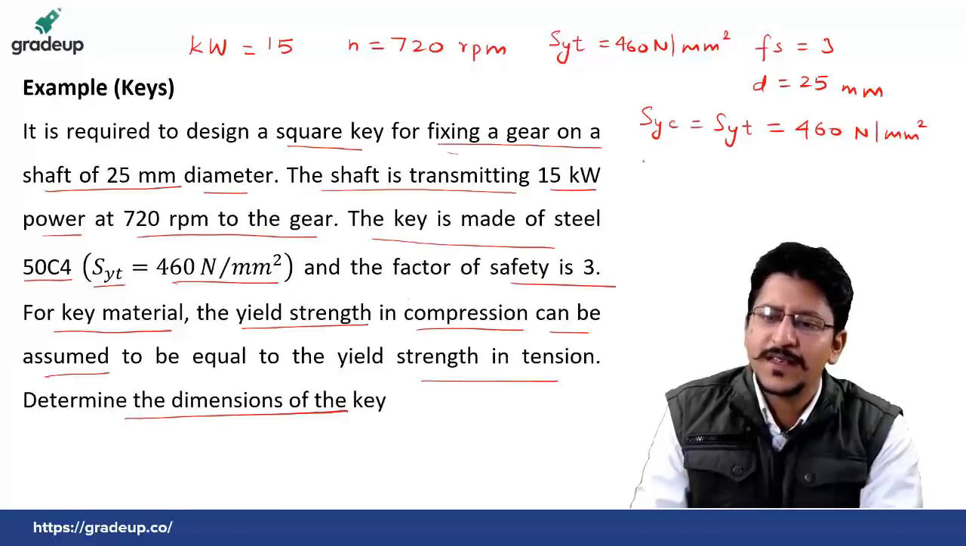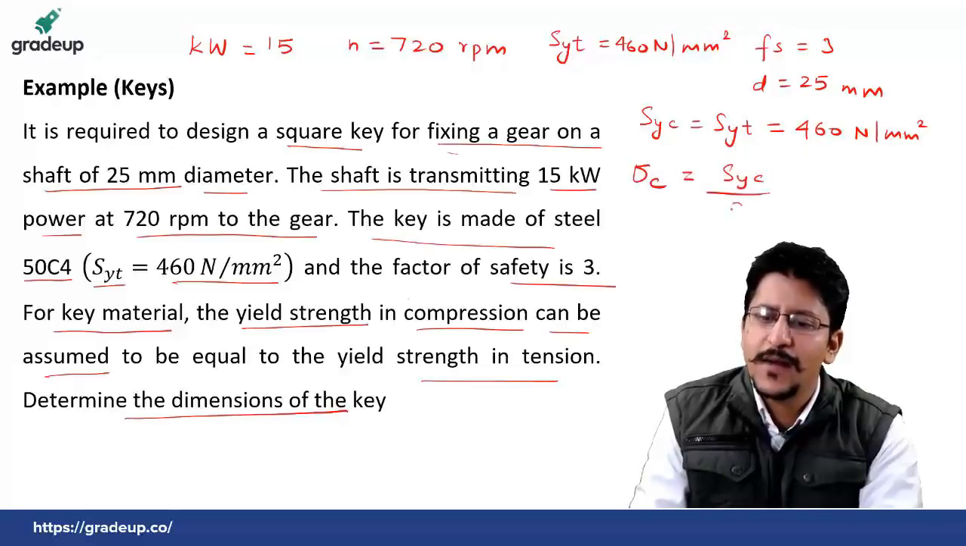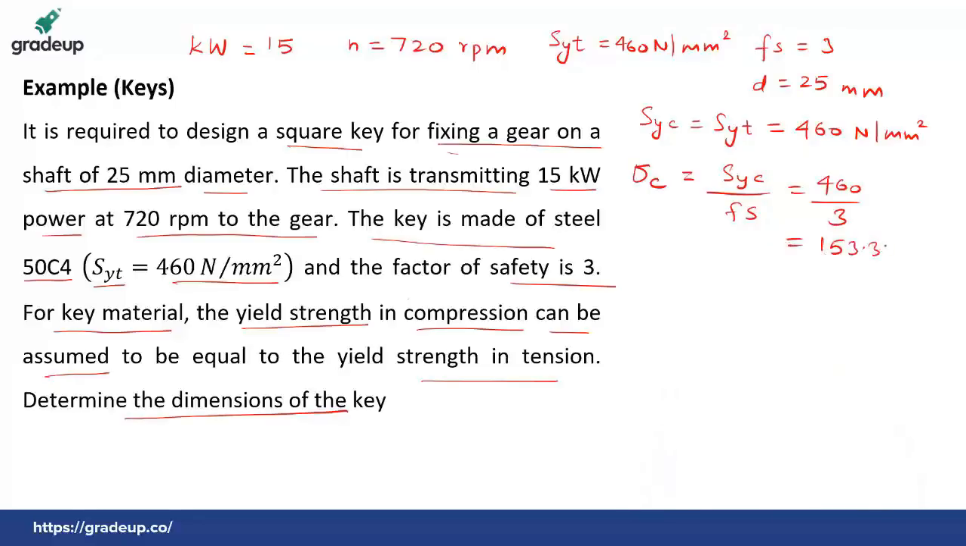So the compressive stress, that is sigma C, will be Syc divided by the factor of safety. So this is 460 divided by 3, which will give you 153.33 Newton per mm square. Okay, so this is for the compression stress.